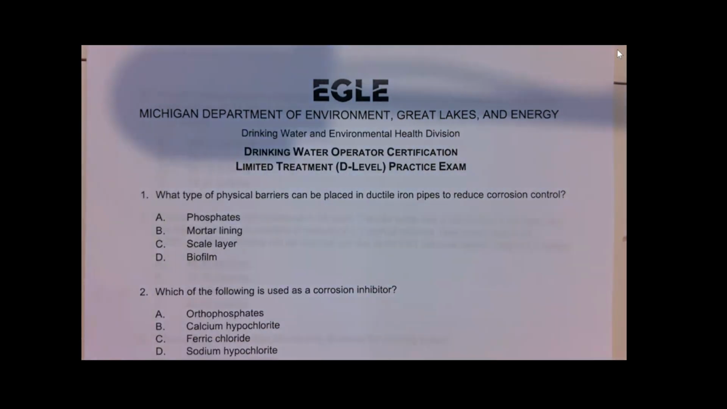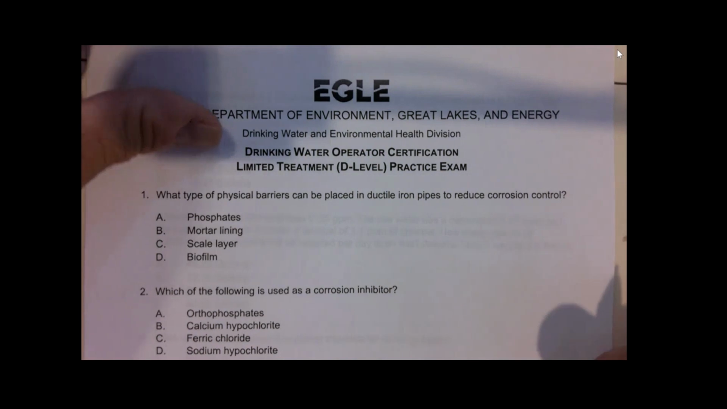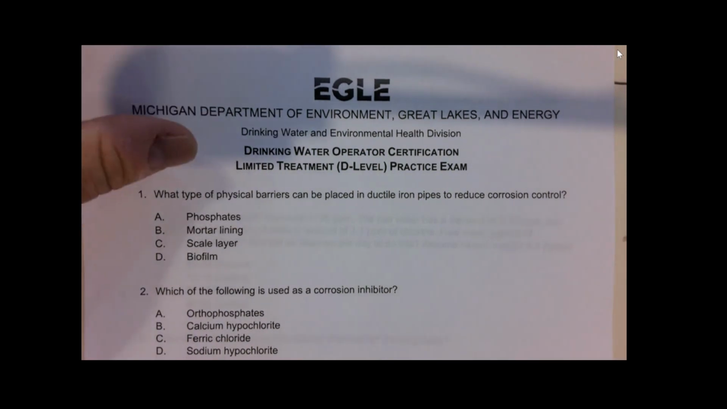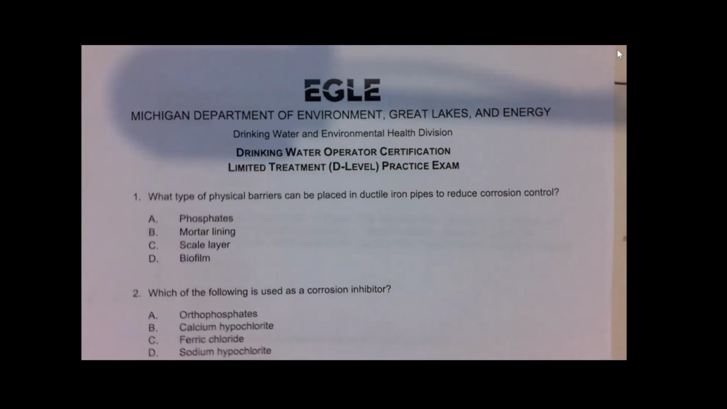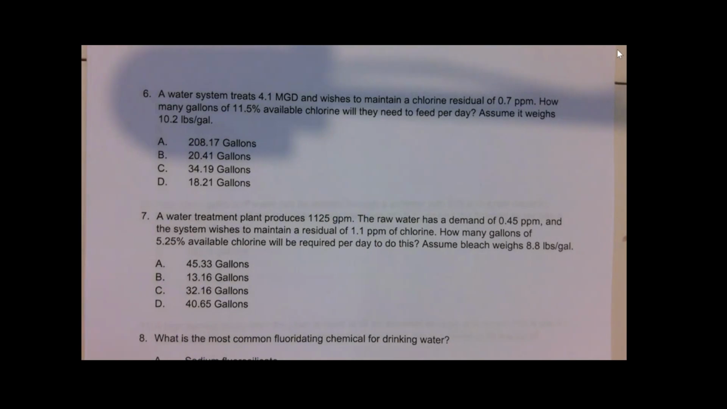The practice exam can be found on the exam applications page on our website, which is michigan.gov/EGLE operator training, all one word. Hit enter and scroll down. You'll find a button near the top of the page. It says exam applications, and there you will find all three of these along with the keys that go with them. So let's go ahead and get this done, because I don't want to make this video super long.